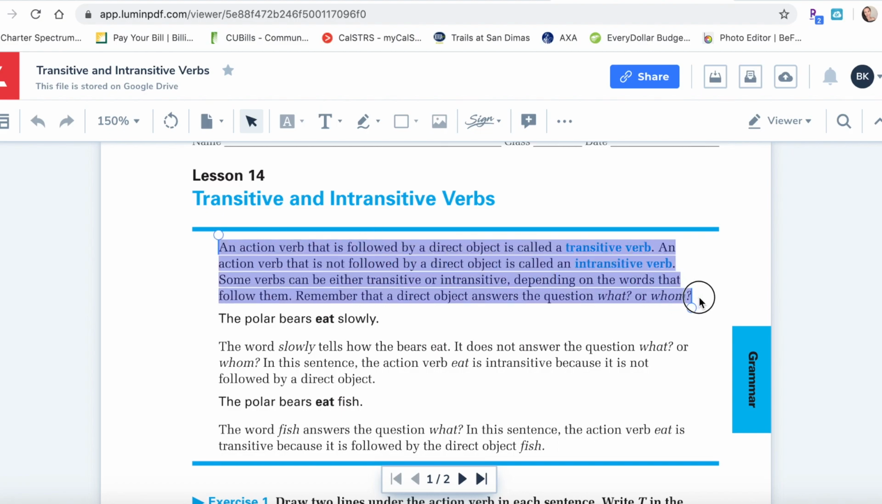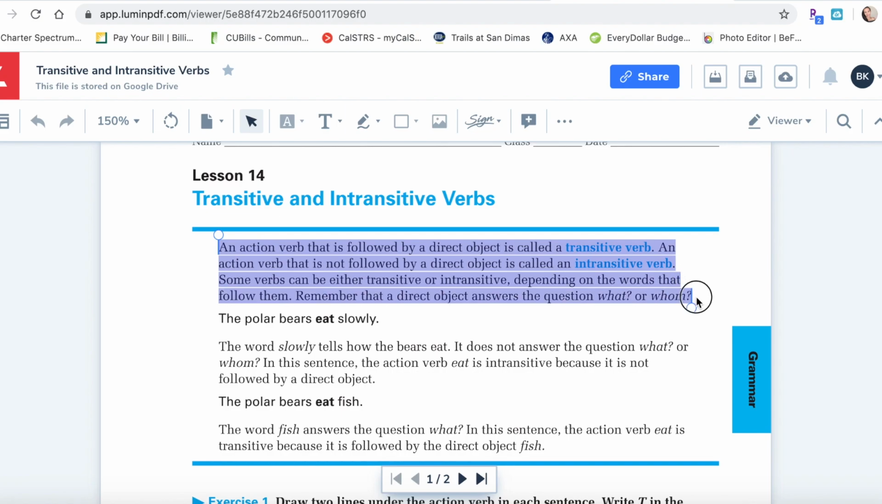Just like how we usually do in our notebooks, we usually write down what these different things are, and then later on we end up circling, highlighting, and underlining. So you can do either one of those, that's fine. For this right here, we're just going to go through these together, and if you forget what a transitive verb is or an intransitive verb is, just make sure you scroll back up and refer to this when needed. So, an action verb that is followed by a direct object is called a transitive verb. An action verb that is not followed by a direct object is called an intransitive verb. Some verbs can be either transitive or intransitive depending on the words that follow them.